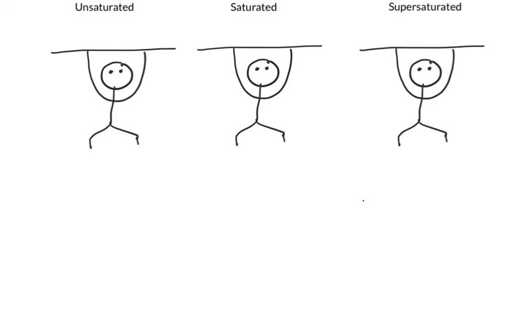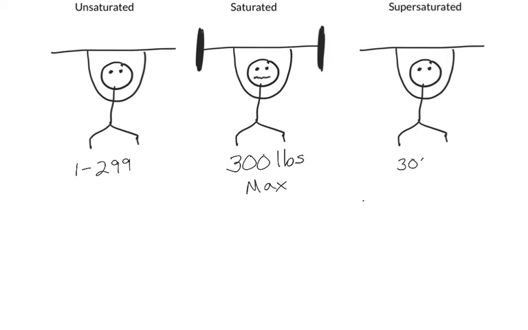So this is a model that sort of explains how we can have a supersaturated solution. We're going to use weightlifters as our model. So this model is going to look at weightlifting as an example. The maximum that this weightlifter can lift is 300 pounds. That's his maximum. If I hold anything less than 300 pounds in my hand, anywhere between 1 and 299, it will be unsaturated. Anything above 300 would be supersaturated.